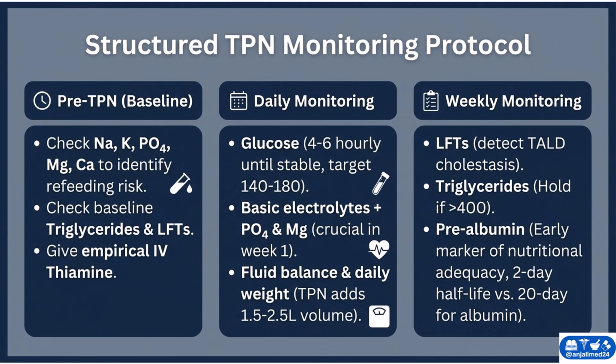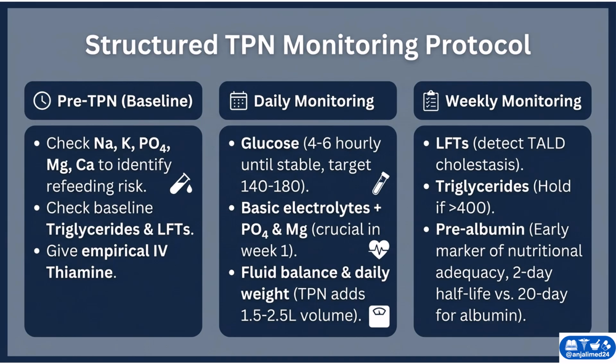Successful parenteral nutrition doesn't end after starting the infusion. It requires structured monitoring. Before initiating the TPN, check sodium, potassium, phosphate, magnesium, and calcium to assess the refeeding risk. Also, obtain the baseline liver function test, triglycerides, and administer IV thiamine when indicated.